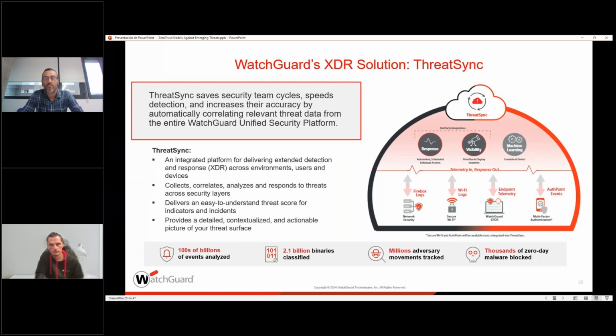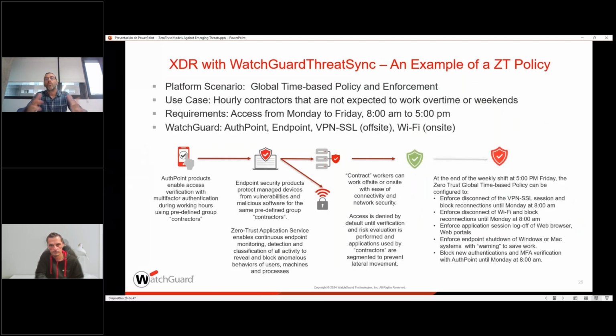And this integration of all of our solutions in XDR allows us to implement use cases such as the one I am showing here, right? Imagine that you don't want to allow contractors to access at any hour out of the working hours, from Monday to Friday, from 8 a.m. to 5 p.m. So what we could do with all the solutions integrated in Threat XDR is to enforce the disconnection of the VPN SSL after business hours, to enforce disconnecting the Wi-Fi, to enforce logging off the endpoint with the endpoint technologies, and to block any new authentication using AuthPoint after this timetable.